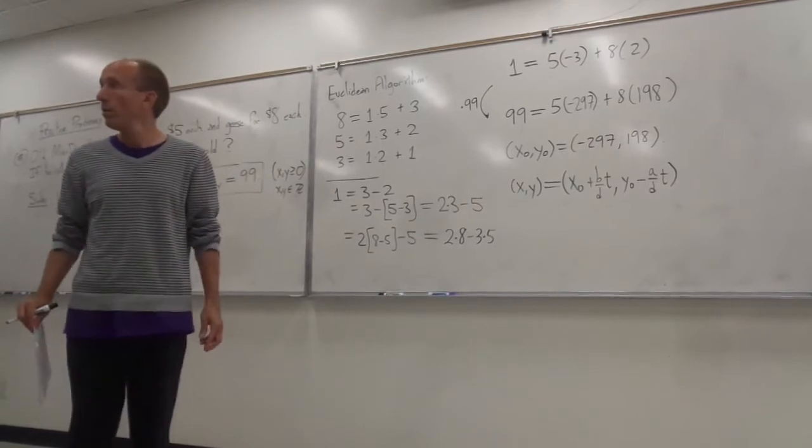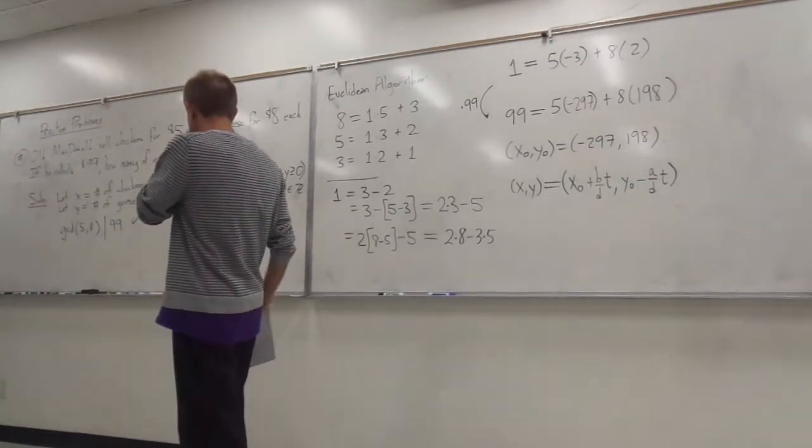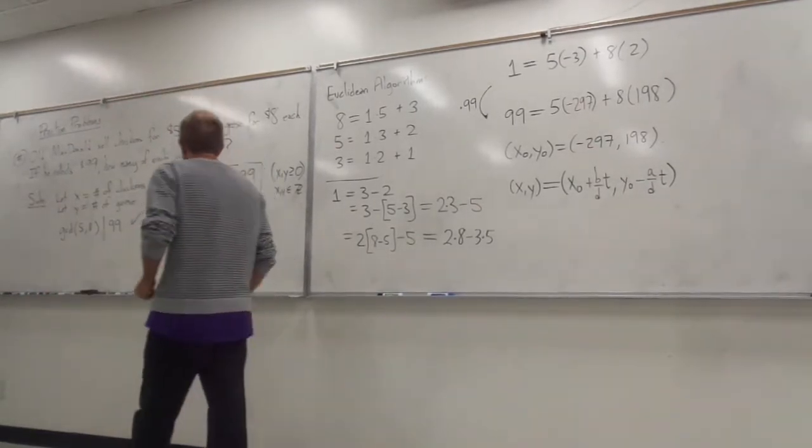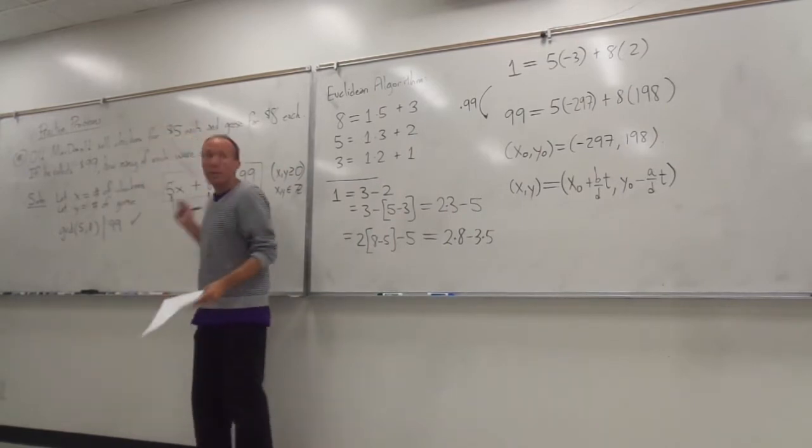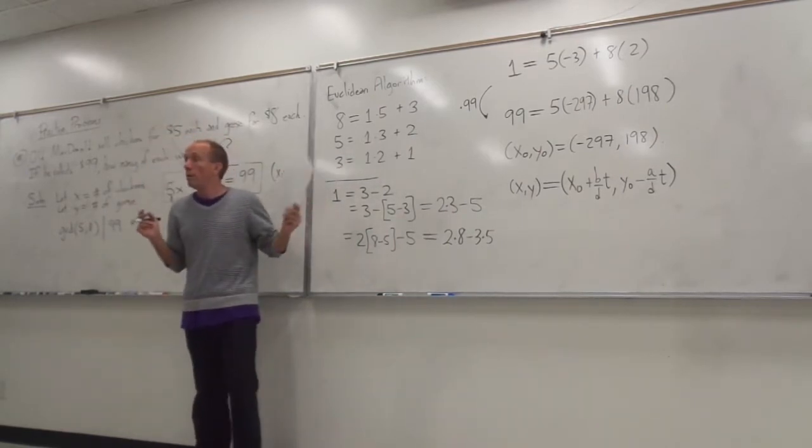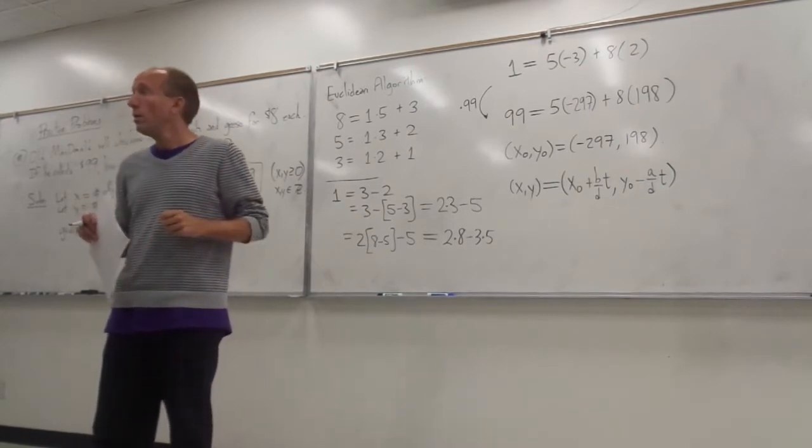Could we have divided the GCD out when we started, as part of the problem? We could have, but see, the GCD was 1. Right, I know, but then over there it would always be just t and minus.